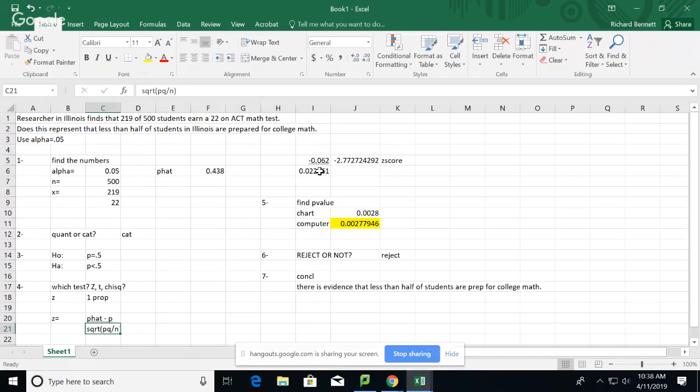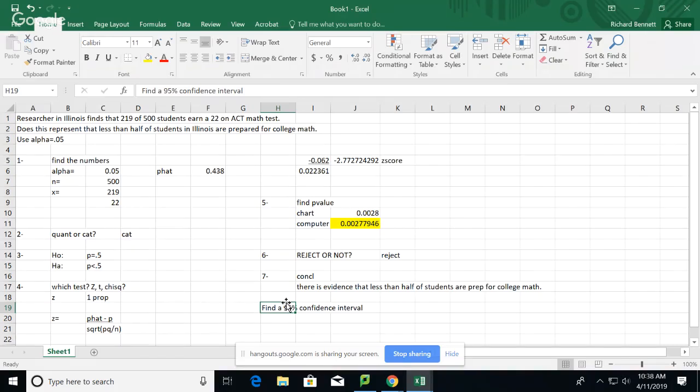Starting to make sense. Now, let me ask you another question. What if I said find a 95% confidence interval? Quick question based off of the drawing. We drew that in order to know we needed to do 1 minus the z-score, right? If the question had been, does this represent that more than half the students are prepared for college math, we would have done 1 minus z-score, right? That's correct.